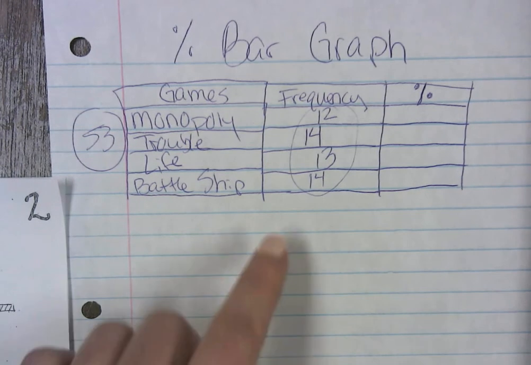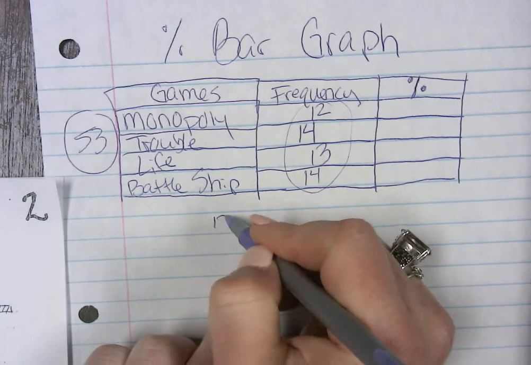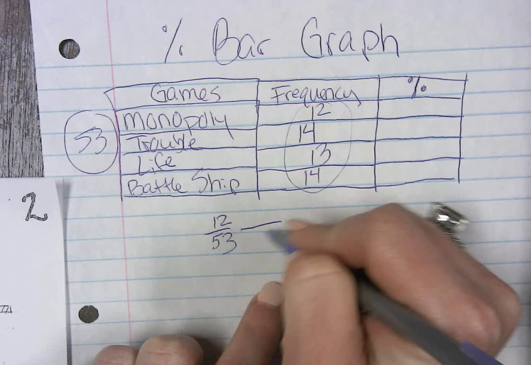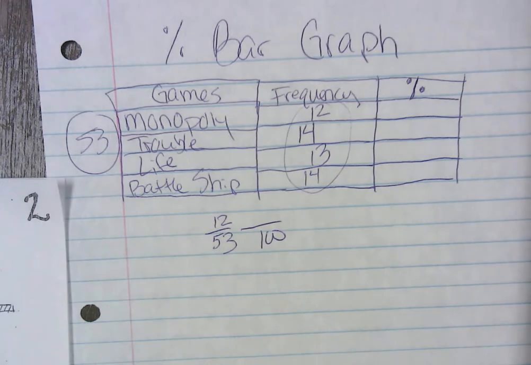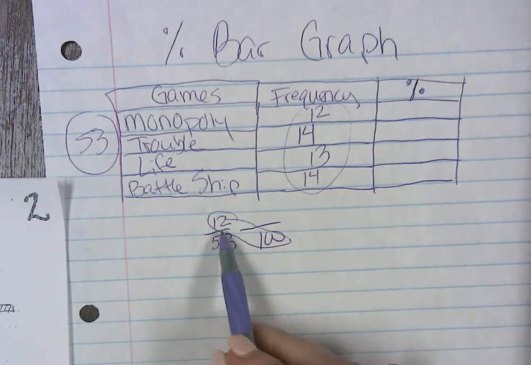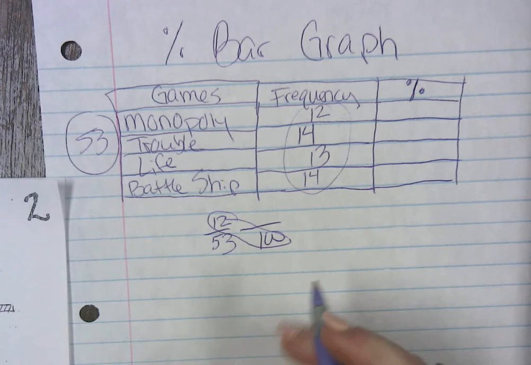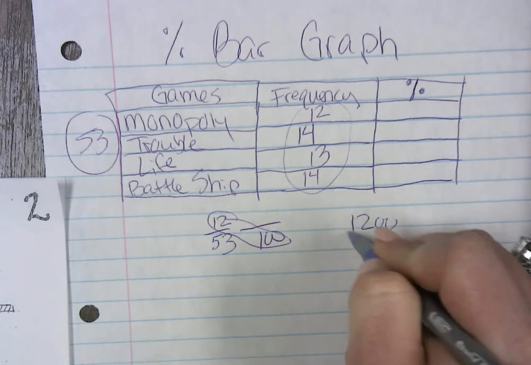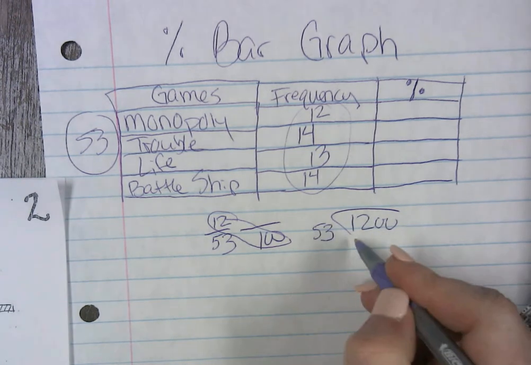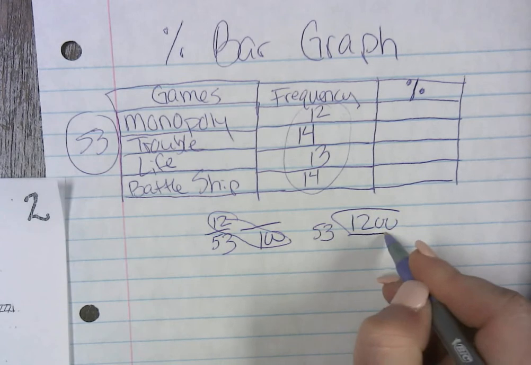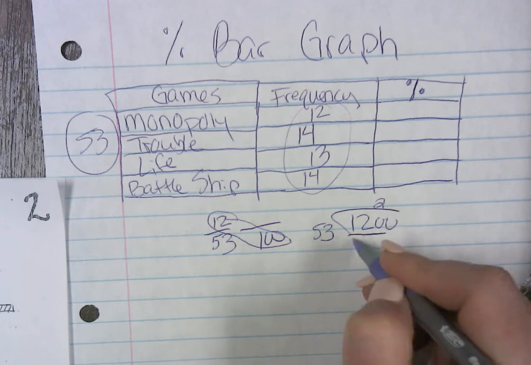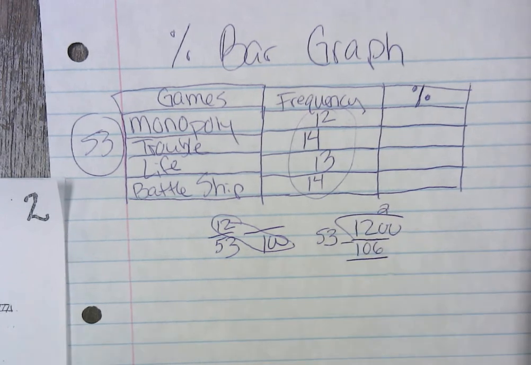So let's do Monopoly first. We knew there were 12 out of 53 people that voted, but we want percent, and percent means out of 100. I do not see an easy scale factor, so we're going to have to do our cross multiplying and dividing. We know 12 times 100 is 1,200. So our lonely guy is 53. 53 goes into 120 two times. 2 times 53 is 106. I'm going to let you finish out the rest and see what you get.